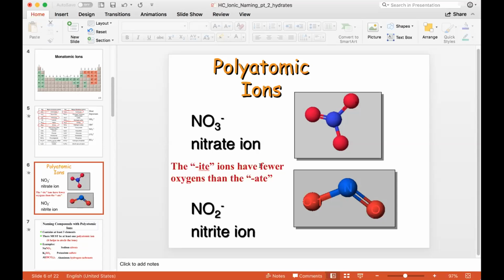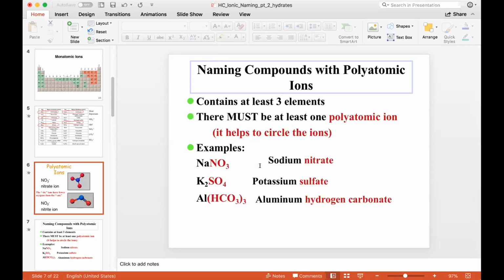The reason the names are different, and we have a naming scheme, is that the ite anion has fewer electrons than the ate anion. So whenever we think of ions, if it ends with ate, it has more, and if it's ite, it has fewer. That's one of the tricks, one of the parts of nomenclature. You don't have to memorize that, but that's why there is a bit of a difference. Okay, so here's how the names go.